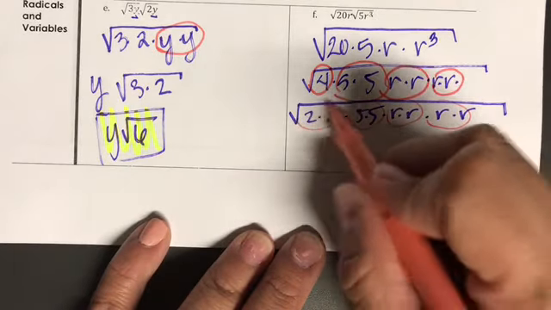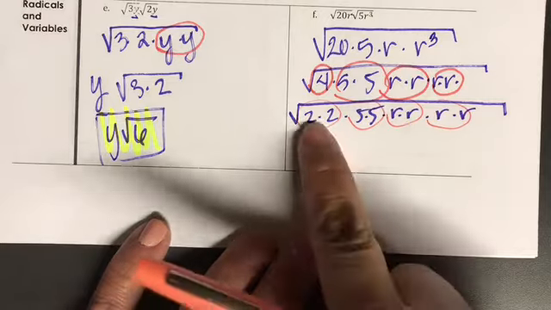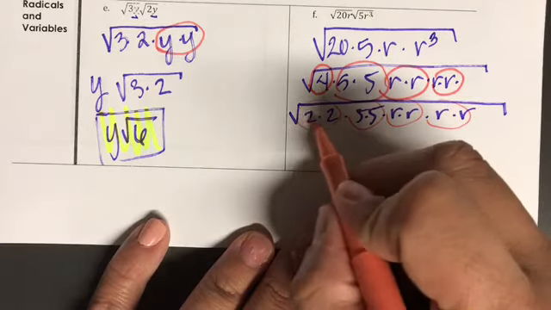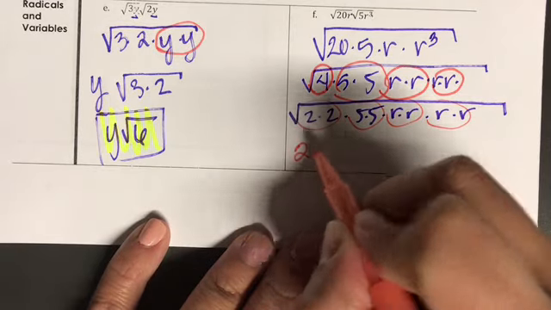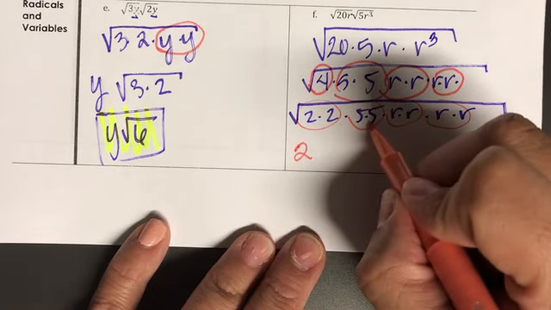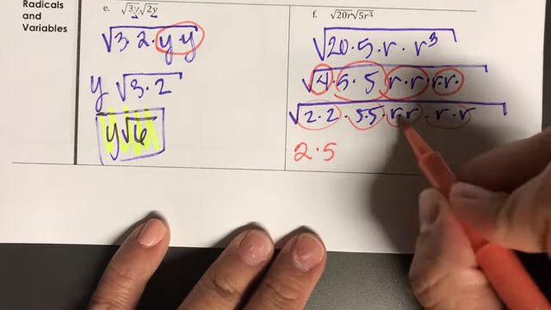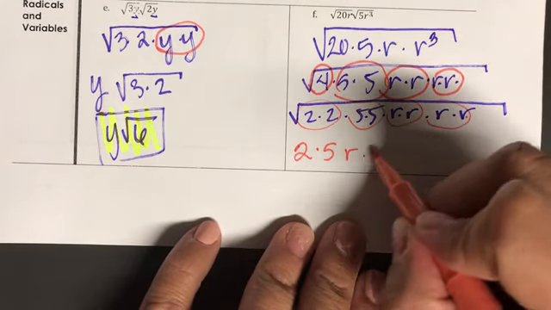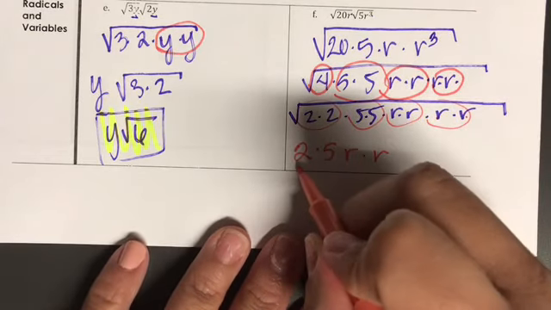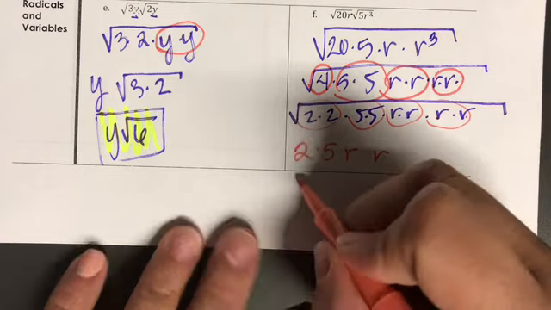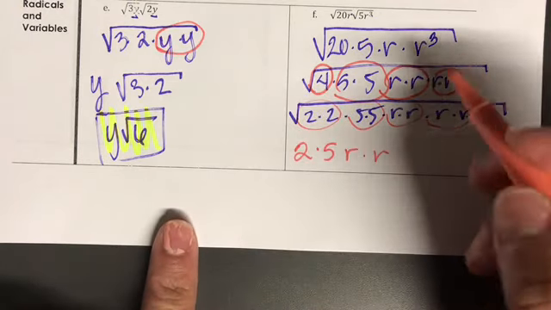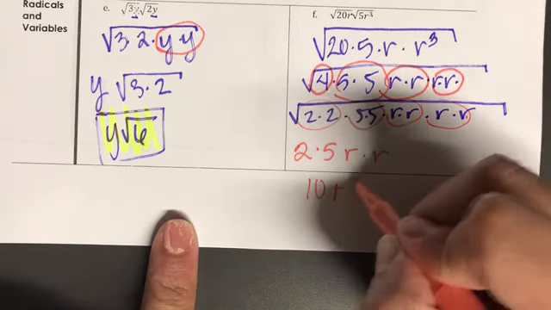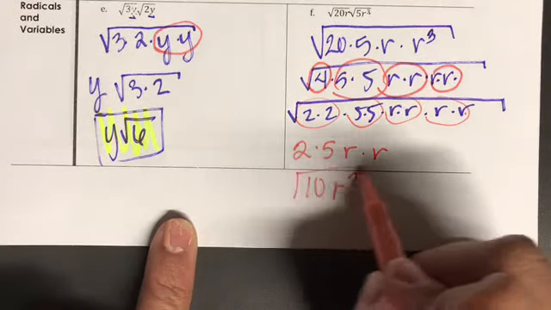So I have all of these sets are perfect squares. So I'm going to take the square root of 2 times 2, which is 2. The square root of 5 times 5, which is 25, which is 5. The square root of r squared is r, and the square root of r squared is r. This is now the product of these. The product means multiplication. So I say 2 times 5 times r equals 10r squared. That is my solution.